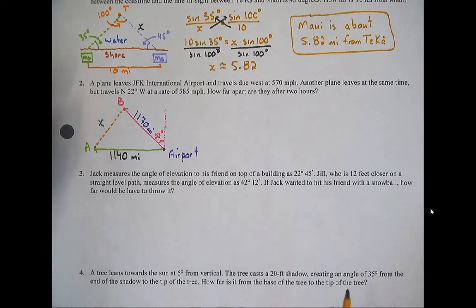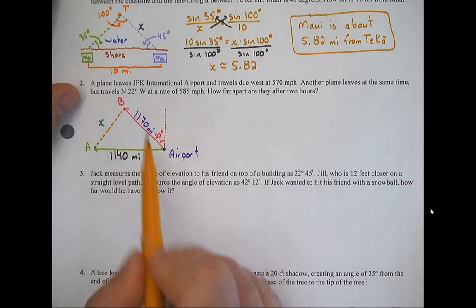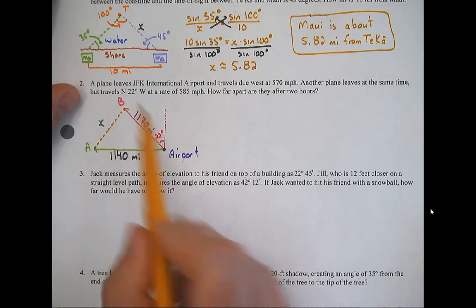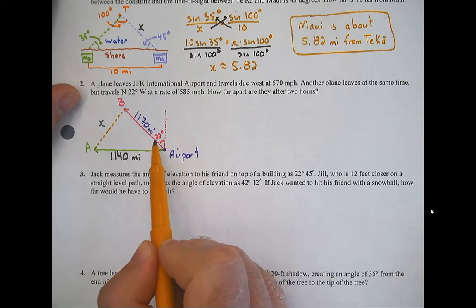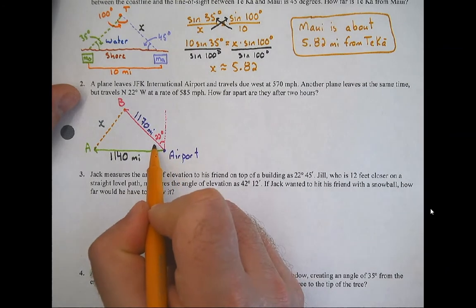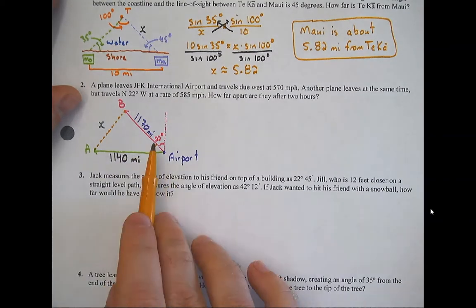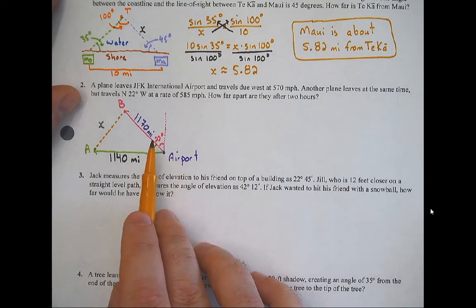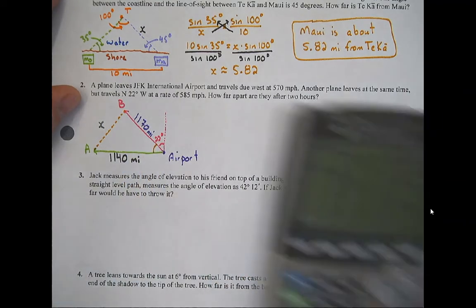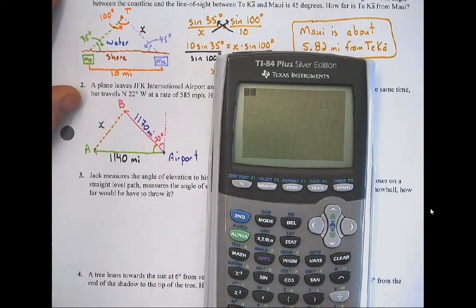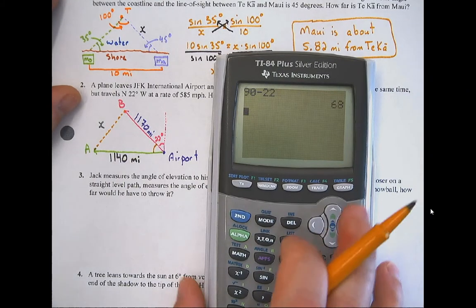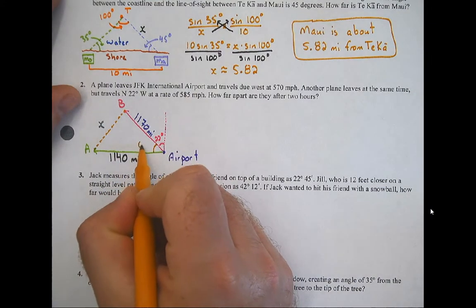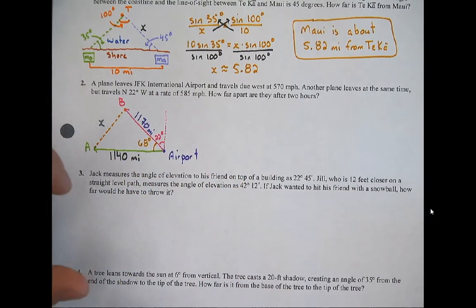I found it. Remember, one plane went due west, the other plane started due north and then went 22 degrees towards the west. That means that I can now figure out that angle because these two angles are complementary. So these two angles should add up to 90 degrees. So if I take 90 and I subtract off the 22, we get 68 degrees. So I got one angle in this story, and I've got three sides.